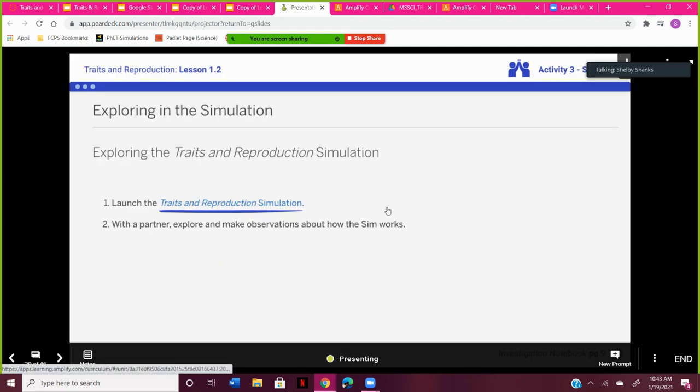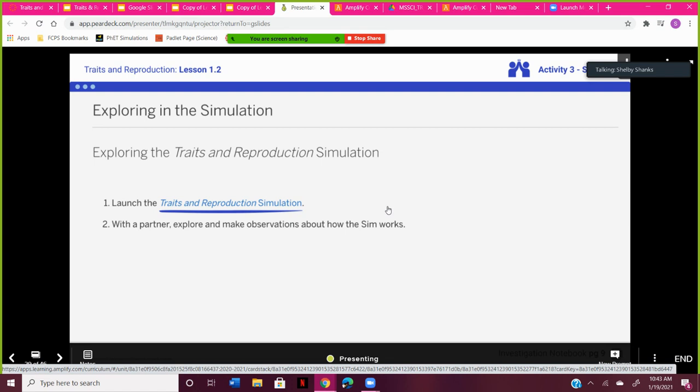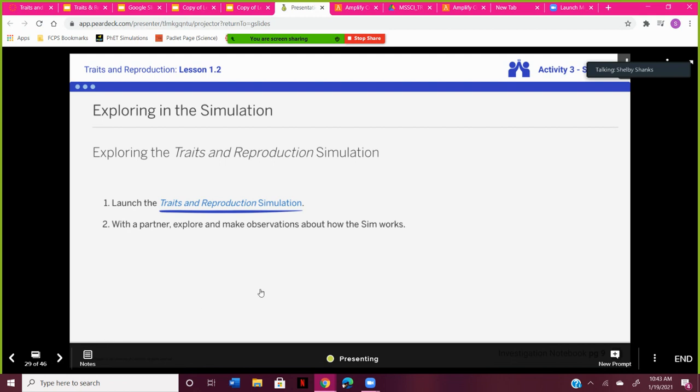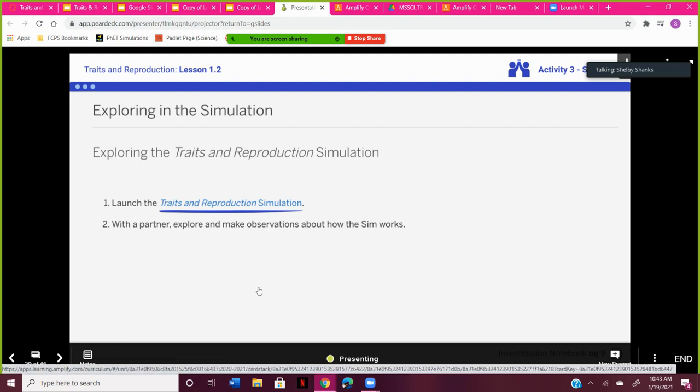All right, so go ahead. You can click on this page. It'll take you straight to where you need to be in Amplify, which is on the activity 3, the simulation. We're not going to work with partners just because of time's sake, and we're on Zoom and it's a little bit harder. But go ahead and click on this page. We're going to launch the traits and reproduction simulation. I want you guys to just explore. Don't worry about getting any information. I just want you to get acquainted with the simulation and know where things are. You can click on this screen and it will take you straight to that simulation.